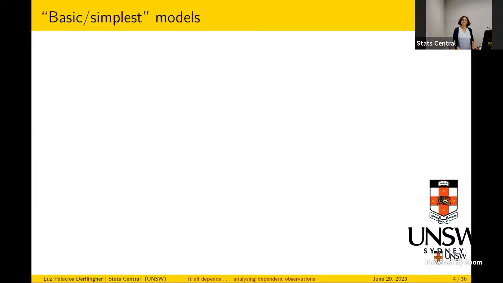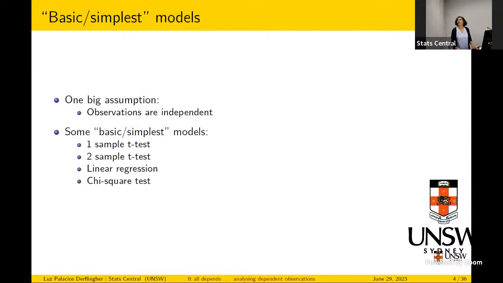Now, some of the basic, simplest models that we have, when we have this big assumption that observations are independent, are, and I think many of you have seen them, the one sample t-test, two sample t-test, linear regression, and chi-square test. A lot of people have used these in their life, but a big assumption of these tests is that the observations are independent.